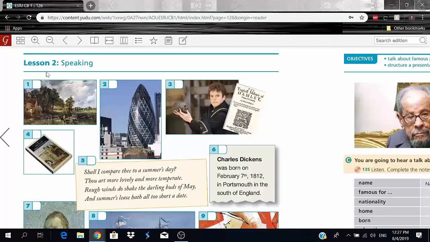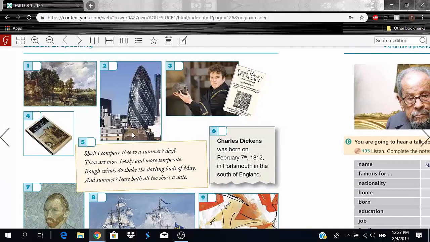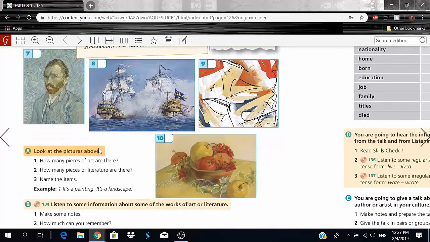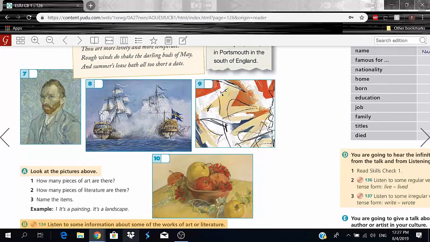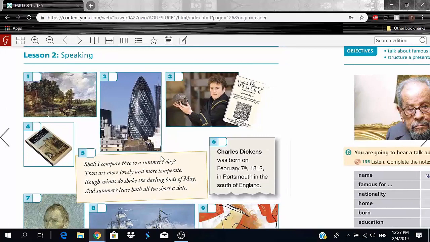Alright, you guys, now moving on to lesson 2 of this unit. We have speaking, and it seems that we have kind of a similar tone to the listening section. We have a few pictures here, obviously related to literature and art, okay? And I'm guessing he's going to ask us, oh, here we go. So look at the pictures above, and how many pieces of art are there, obviously, and then how many pieces of literature are there. Okay, so here, let's actually go over them one by one, since now I'm guessing after that first listening section, you kind of have a clue or an idea to what art is and what literature is, and you can differentiate between the two. Okay? So what is number one?